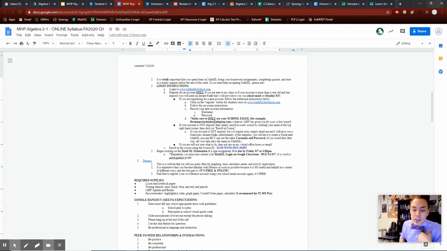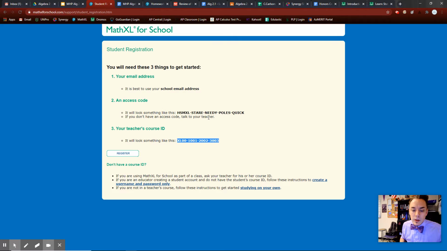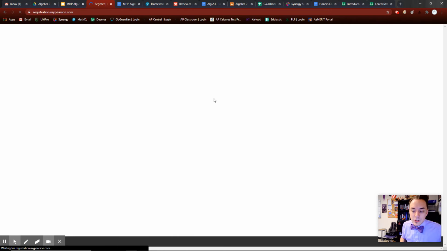If you're new, just make sure you follow these instructions on the syllabus. Make sure you only use your school email accounts. Make sure you remember your username and password because you'll have to give me that eventually, and I'll get to that in a little bit. Make sure you put that username and password somewhere where you're not going to forget it because I really don't want to keep telling you guys what your username and password is. So you would click register.